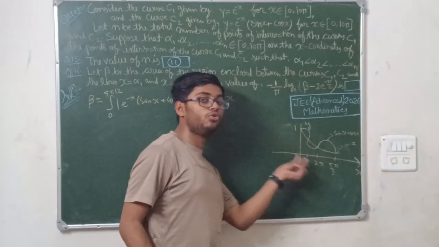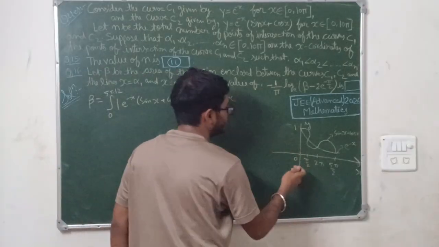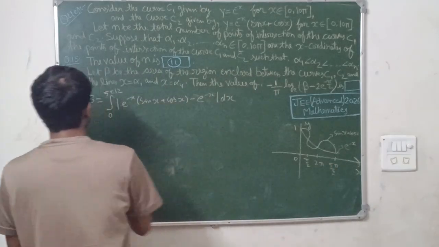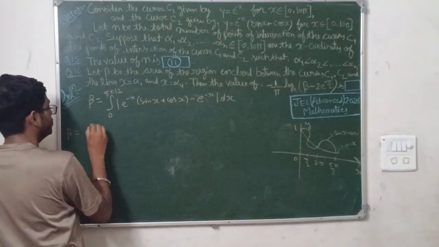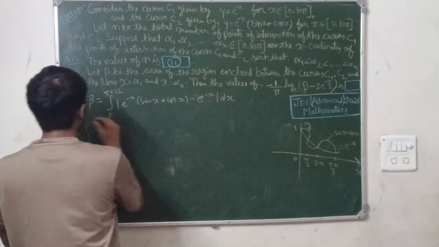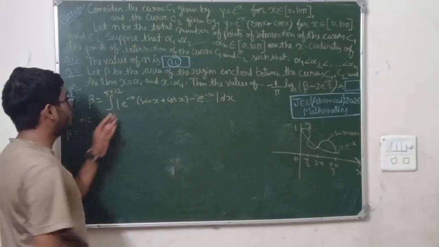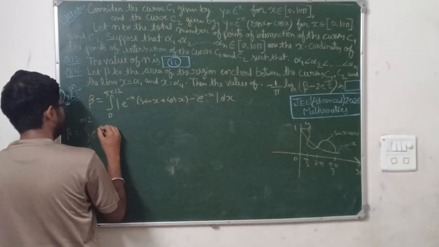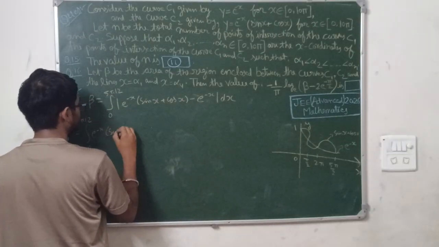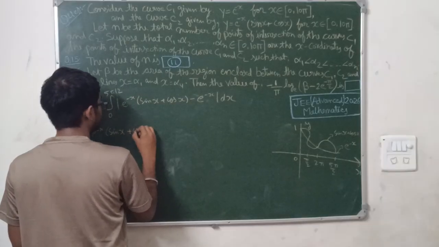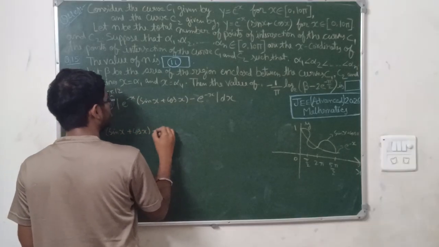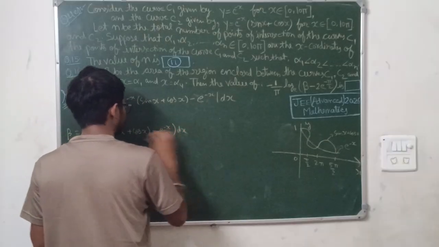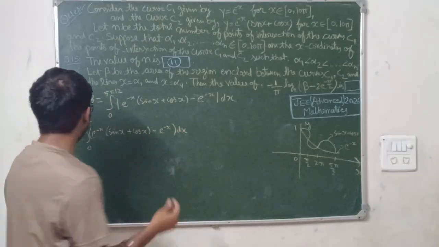From 0 to pi by 2, you have to break this into what? 4 parts. From 0 to pi by 2, pi by 2 to 2 pi, 2 pi to 5 pi by 2. Okay? The first one would be 0 to pi by 2. The mod would be opened with a positive sign, so no change in the function. e to the power minus x (sin x plus cos x minus e to the power minus x) dx. This is quite a lengthy integration, but yeah, you can do it easily.